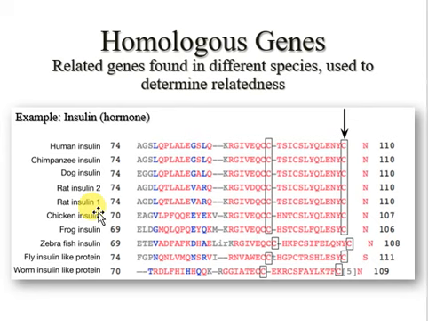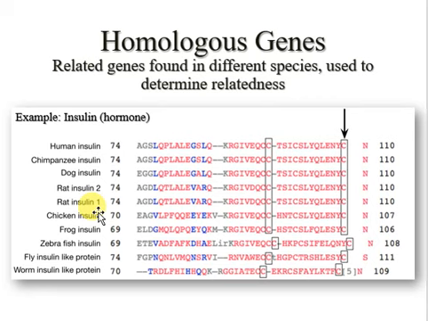Biologists often compare the sequence of homologous genes in order to determine relatedness. Homologous genes are related genes that are found in different species. And the basic idea behind this is that these quote-unquote same genes are found in a variety of different species because they all descend from a common ancestor that had that gene. So because that gene was already present in their last common ancestor, all those species have it.